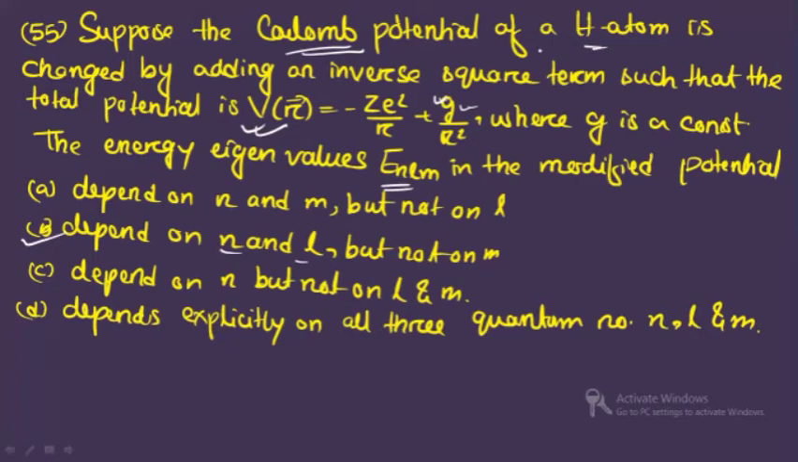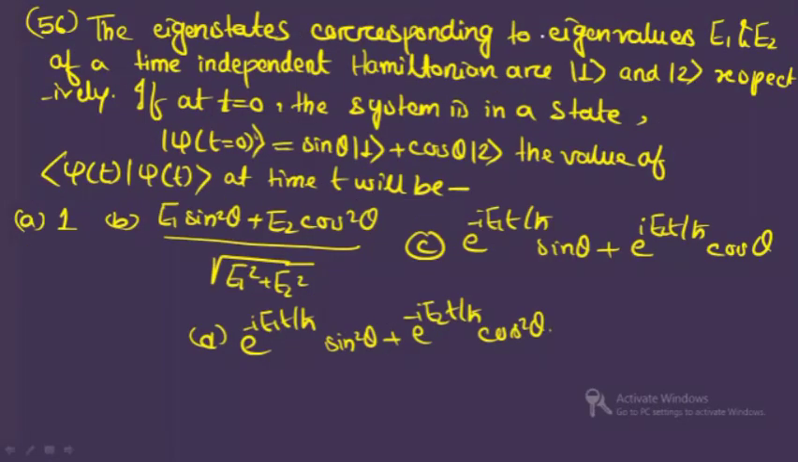Next. Here it is said the eigenstates corresponding to eigenvalues E1 and E2 of a time-independent Hamiltonian are |1> and |2> respectively. Here the first line says the eigenstate corresponding to eigenvalue E1 is ket 1, and for E2 it is ket 2. These are the eigenstates corresponding to the eigenvalues E1 and E2, and it is for a time independent Hamiltonian.